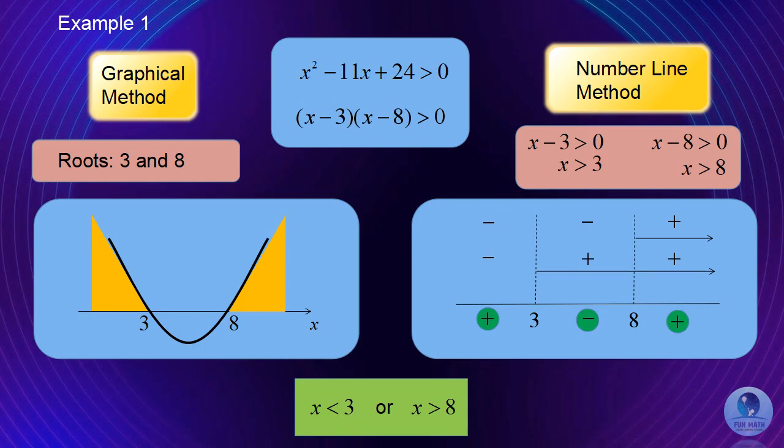Now you need to look at the question. The inequality sign for this question is greater than 0. So your answer will be anything in the positive region. So your final answer will be x lesser than 3 or x greater than 8. For this teaching purpose, I will show you both methods. But personally, I recommend you to use graphical method when solving quadratic inequalities. But you still need to learn the number line method, especially when you deal with polynomial inequalities.